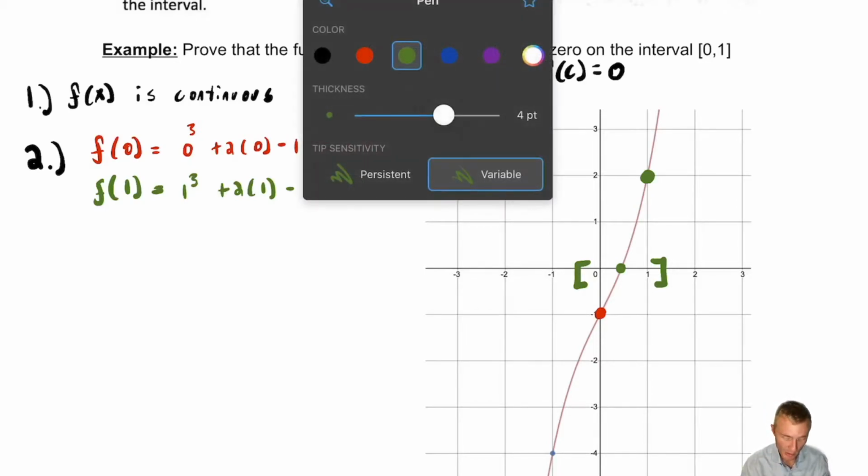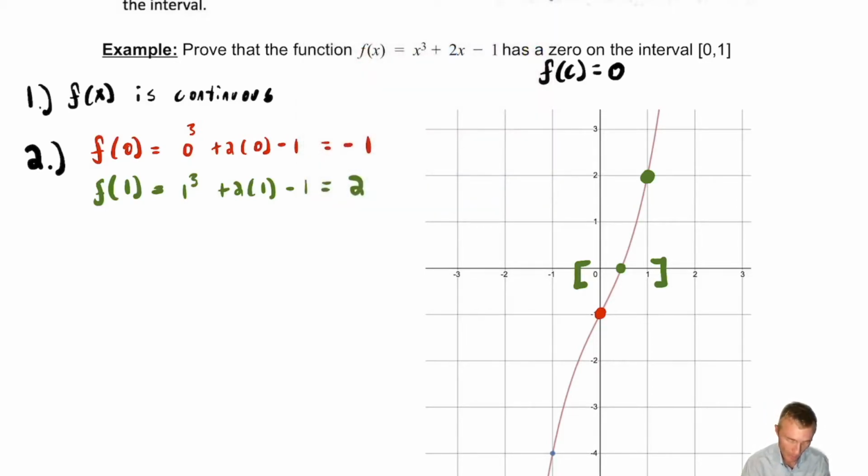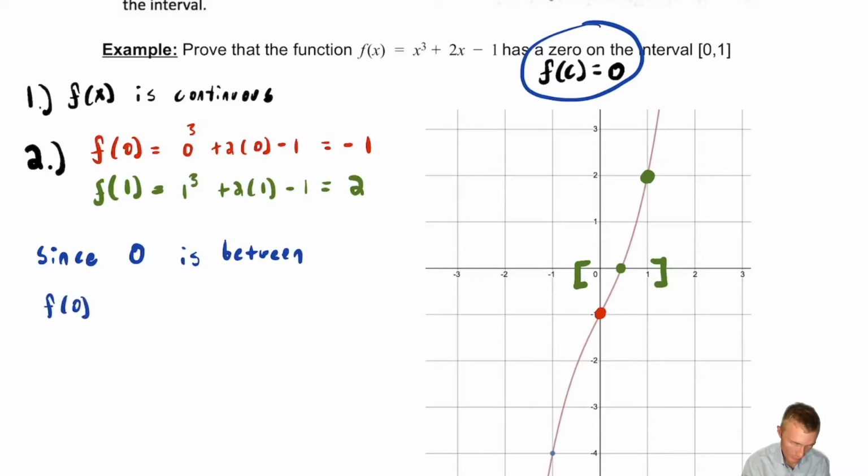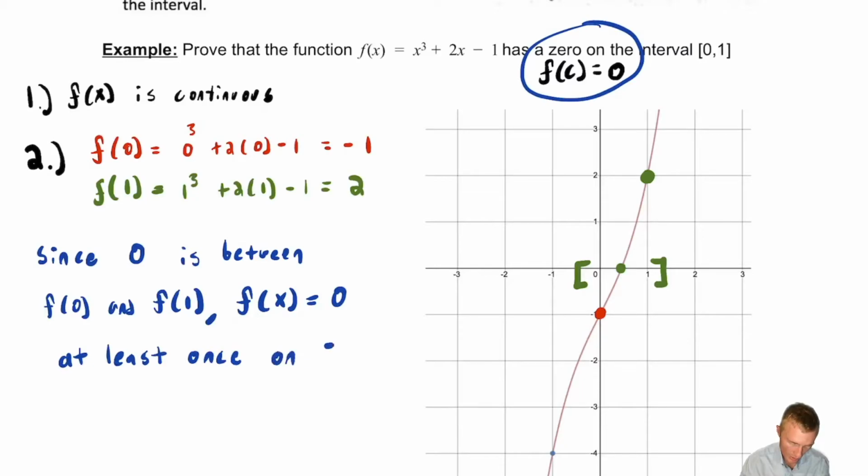The way you apply the intermediate value theorem is you finish this off by saying, since 0, because we were trying to find the 0 of the function, is between f of 0 and f of 1, f of x equals 0 at least once on the interval 0 to 1 by the intermediate value theorem.